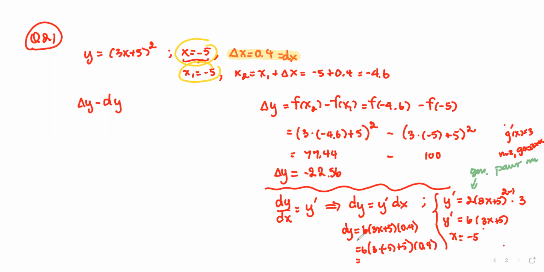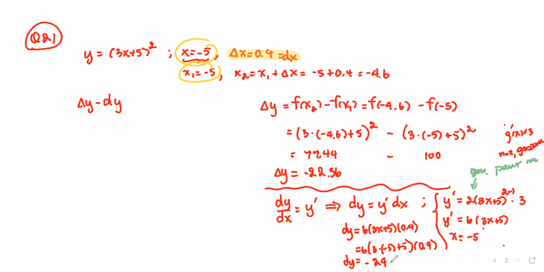All right, what number do you get? So 6 times parentheses 3 times negative 5. What did I do here? Wait a second. Negative 10 times 6 times 0.4, right? And you get negative 60 times 0.4, which is negative 24. Is that right? It's negative 24.